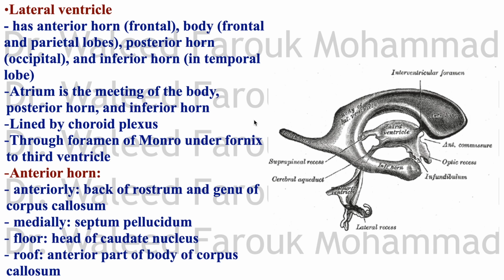The floor of the lateral ventricle of the anterior horn is the head of caudate nucleus, as we saw in horizontal sections of the brain. The roof is the anterior part of the body of corpus callosum. I told you before that the corpus callosum lies above the lateral ventricle.